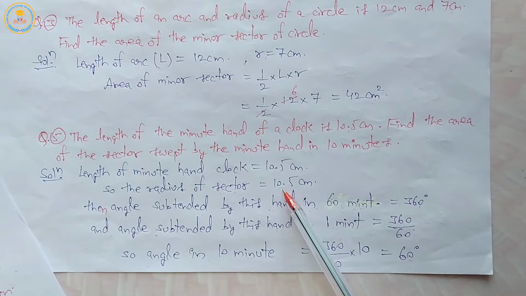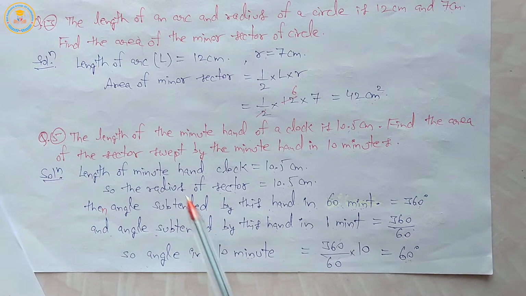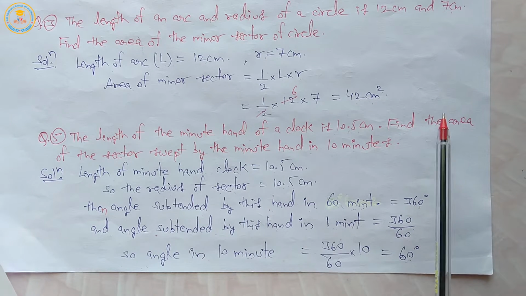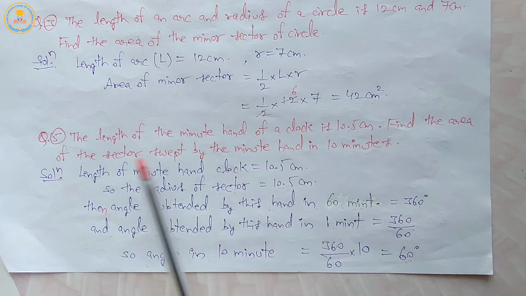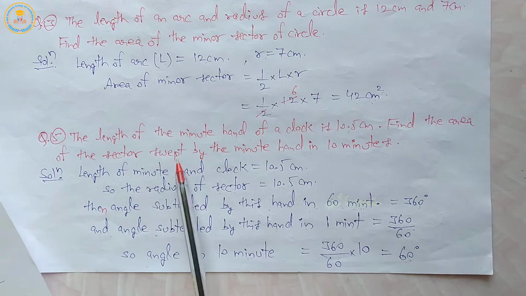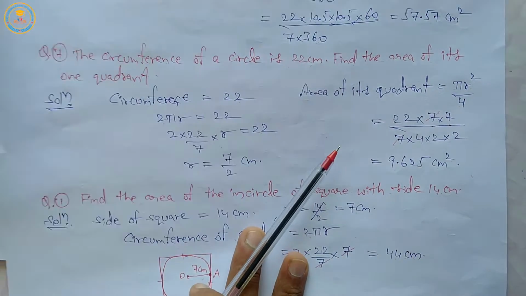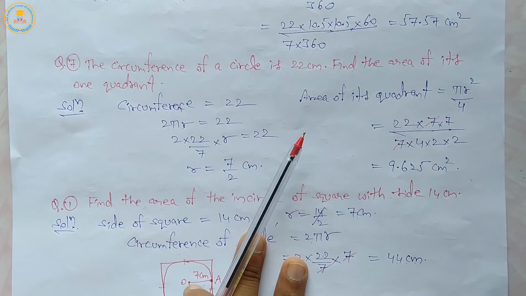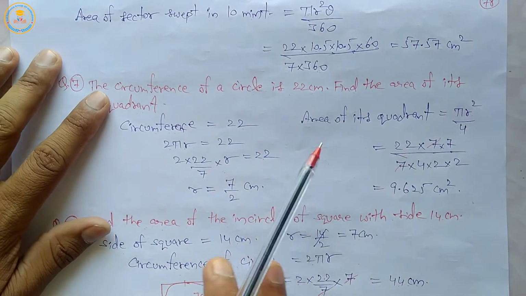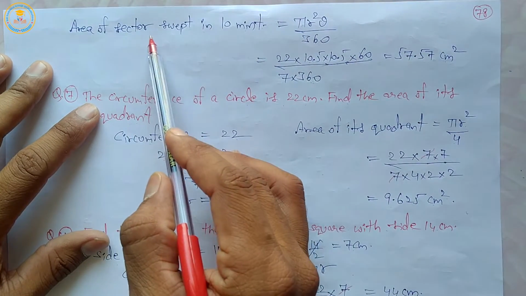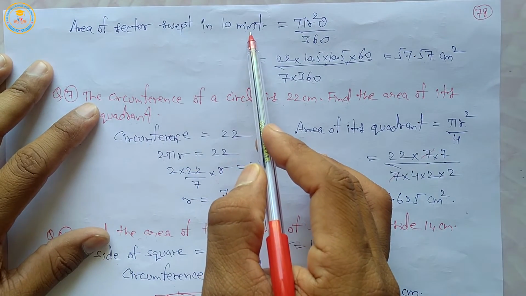Now here R is 10.5 centimeter, theta is 60 degree. Find the area of the sector swept by the minute hand. Okay, area of sector. Area of sector swept in 10 minutes.